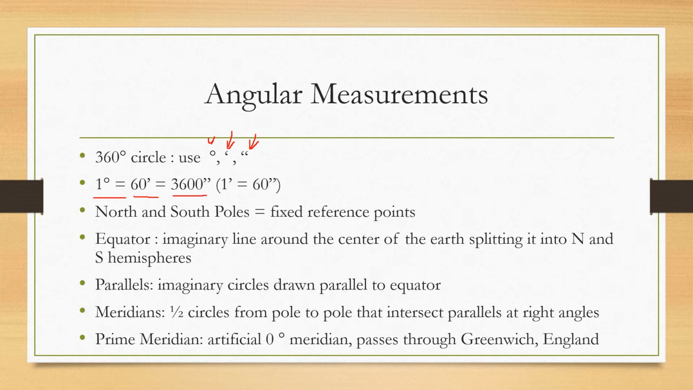The north and south poles are fixed reference points, and the equator is the imaginary line around the center of the Earth, splitting it into the northern and southern hemisphere. And then we have the prime meridian, which is an artificial 0 degree, which passes through Greenwich, England, and creates the imaginary line that splits the Earth into the east and west hemispheres. Parallels are imaginary circles drawn parallel to the equator, and meridians are the half circles from pole to pole that intersect parallels at right angles.